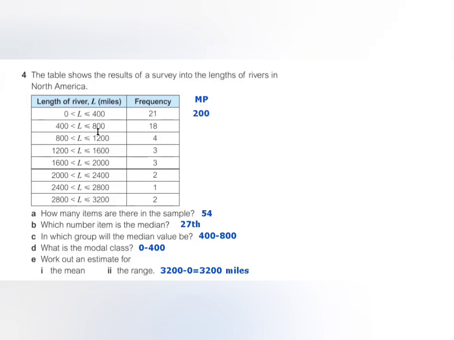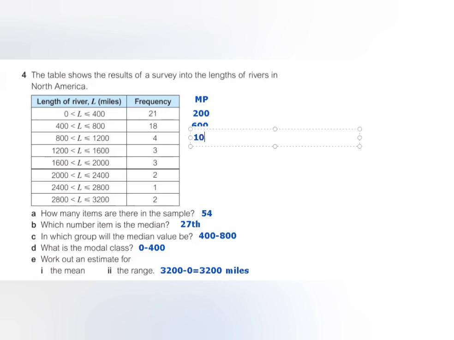And then we come to this one, 400 plus 800. So we add them together. 400 plus 800 is going to be 1,200. And then we divide it by 2, which is 600. So the second one is 600. Then next we have 800 and 1200. So 800 plus 1200 is going to be 2000. Divided by 2 is going to be 1000. So here we have 1000.